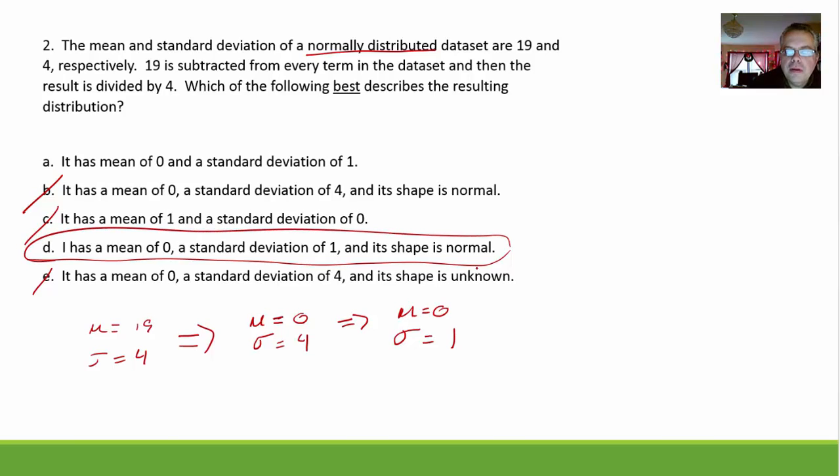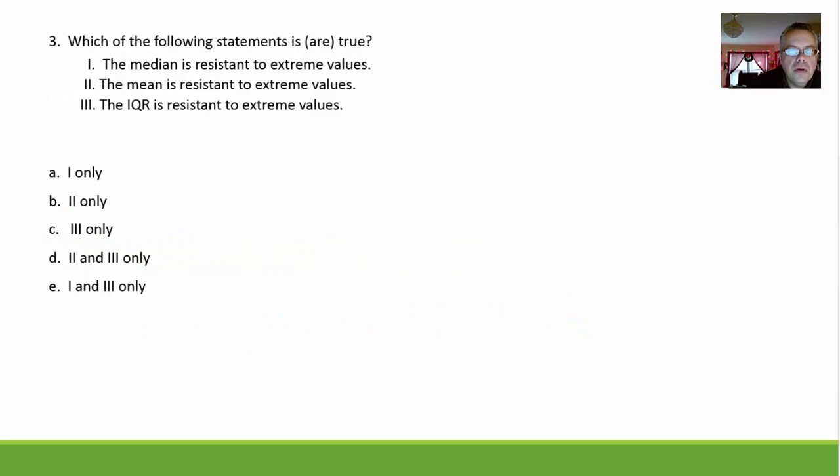In fact, if we subtract the mean and divide by the standard deviation, we get the standard normal distribution. So A was good, but not quite good enough. The best answer is D. All right, here we go.